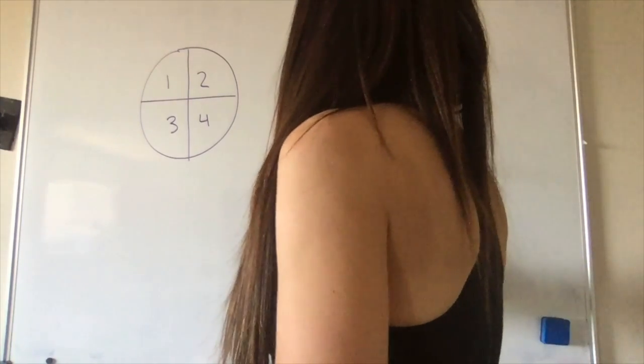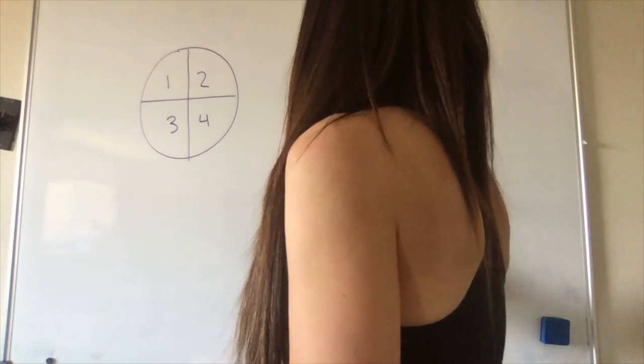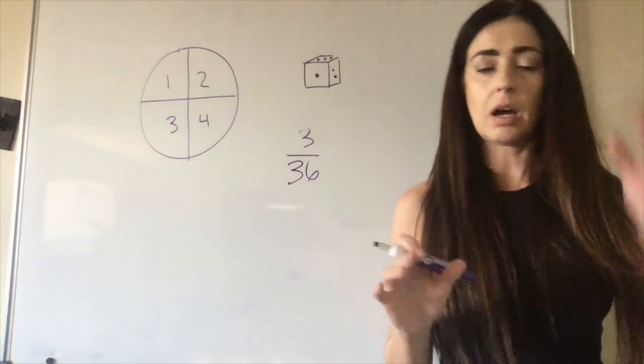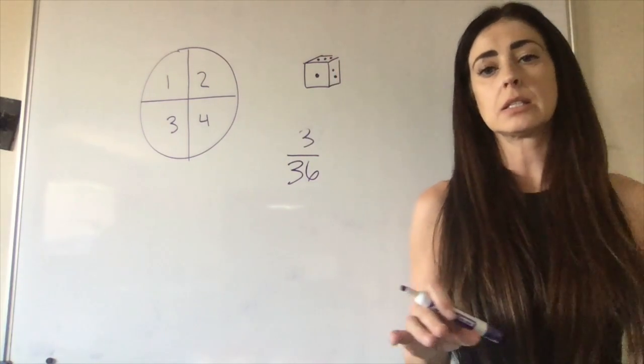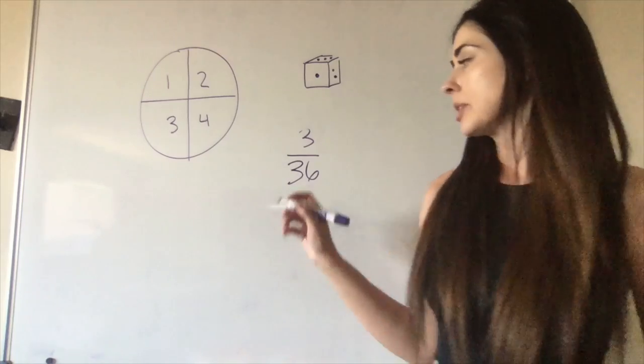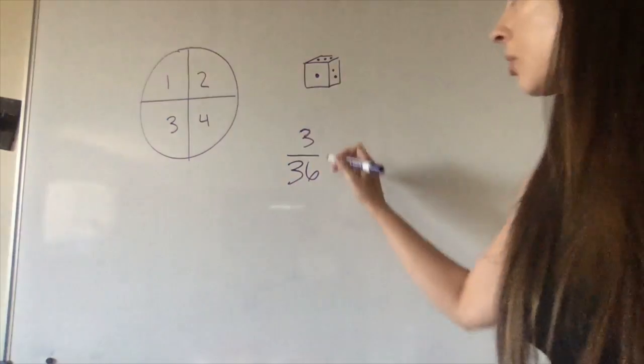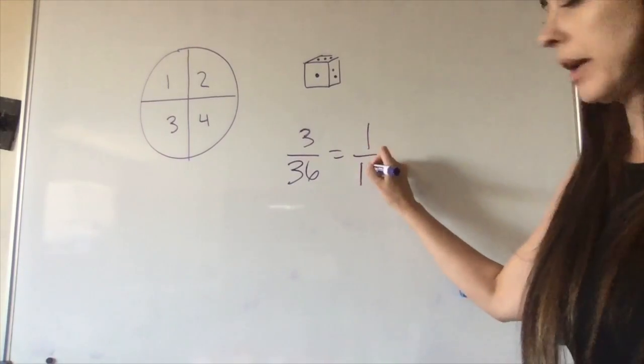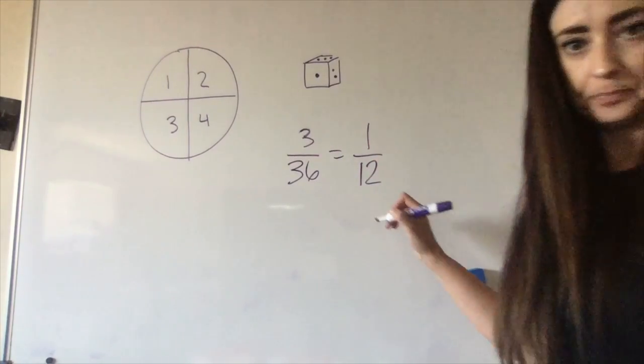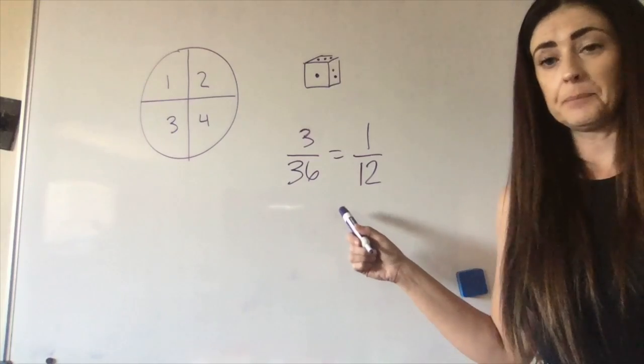So we get 3 out of 36 because, again, remember there's 6 sides on each dice. 6 times 6 is 36. So that's our whole, or our denominator, our possible number of outcomes. 3 out of 36 reduces to 1 out of 12. Share a factor of 3.